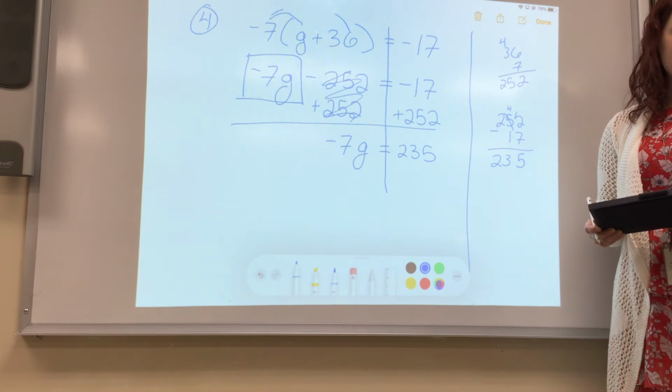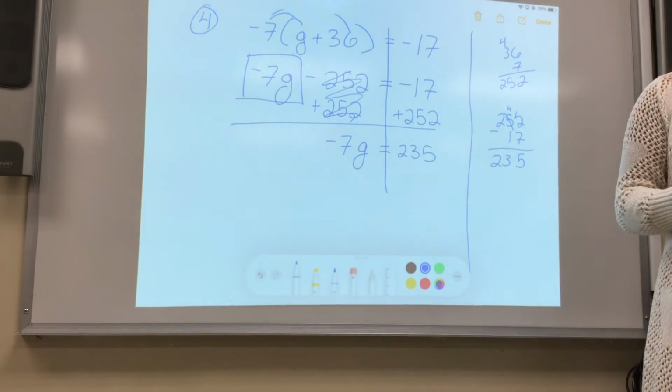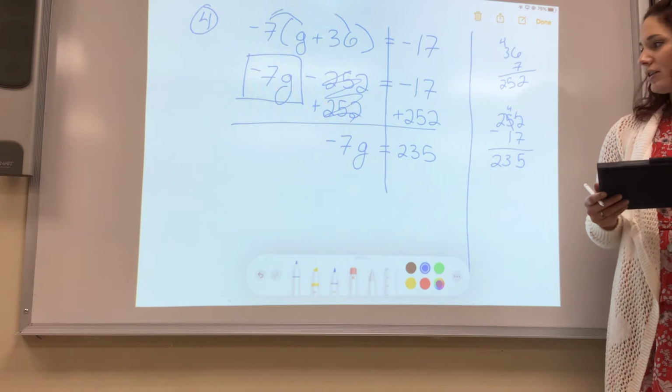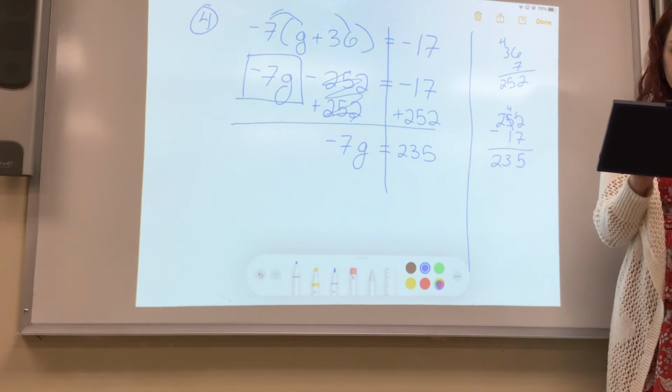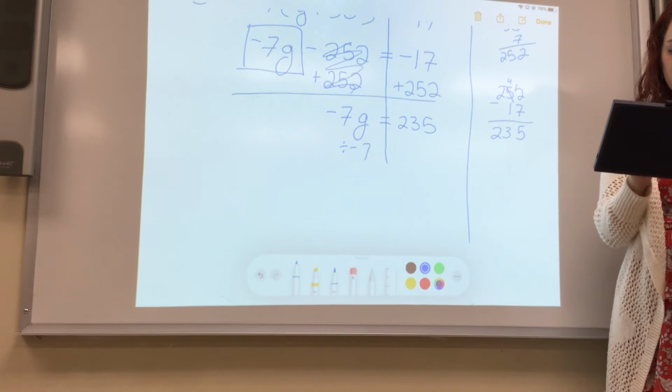Is this better than the last example? No, I don't mean the final answer. I mean, are you understanding it better than the last one? Oh, yes. This one's going better? Okay. And what's our last step, Carolyn? Last step is negative 73.